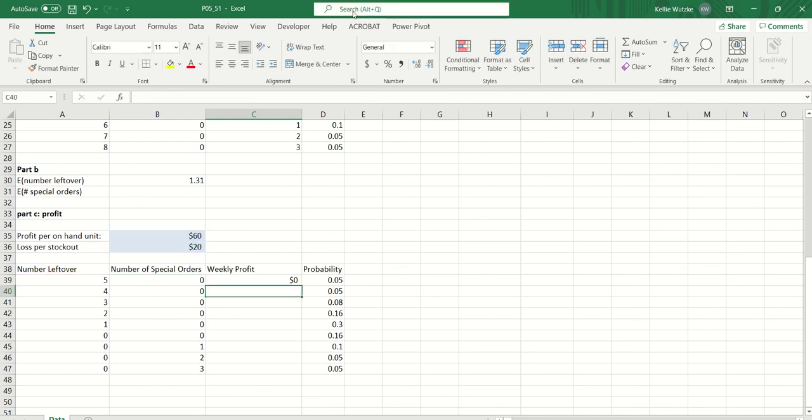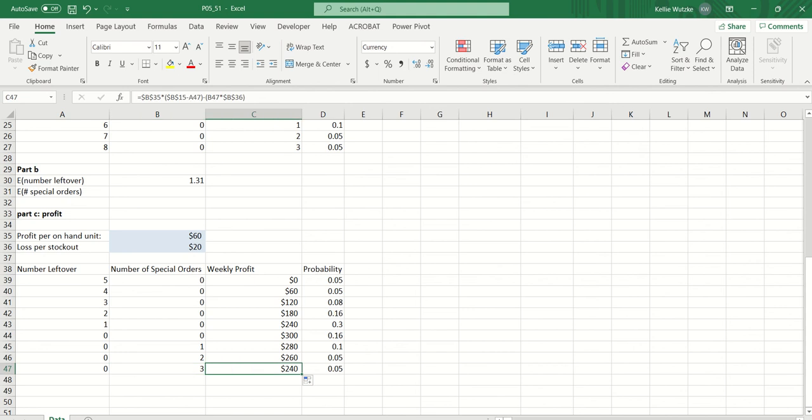So in this case, I didn't sell anything, so I should have 0. So that's comforting. And if I had 4 left over, I would have sold 1 because I had 5 to start with, so I would have made $60. So it appears our formula is working. If I sold everything, I would have made $300 off of the on-hand, but then I would have had to order 3, so I would have had to subtract 60. Okay, so our formula looks great.